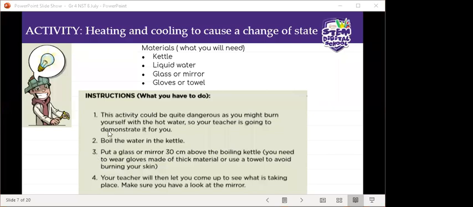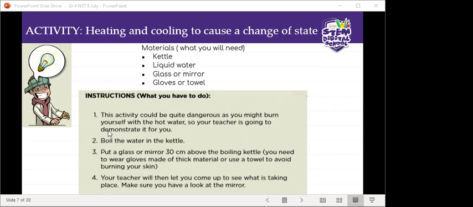So the instructions read as follows. We add the second partner. It says you boil the water in the kettle. And then the third one says put a glass or a mirror 30 centimeters above the boiling kettle. You need to wear gloves made of thick material or use a towel to avoid burning your skin. And then the fourth instruction says your teacher or anyone who's helping you who's older will then let you come to see what is taking place.